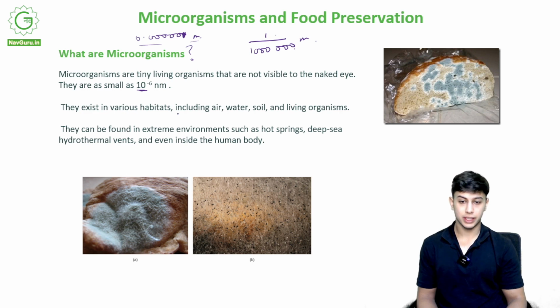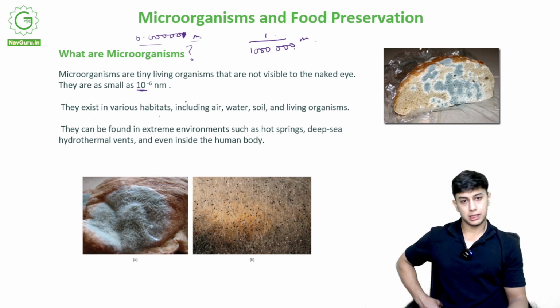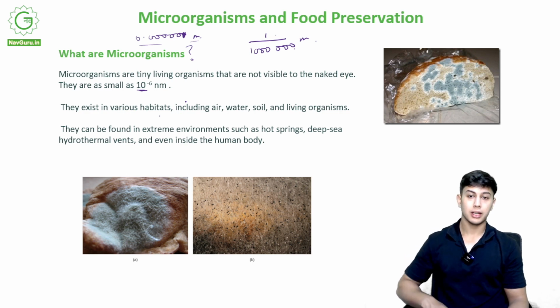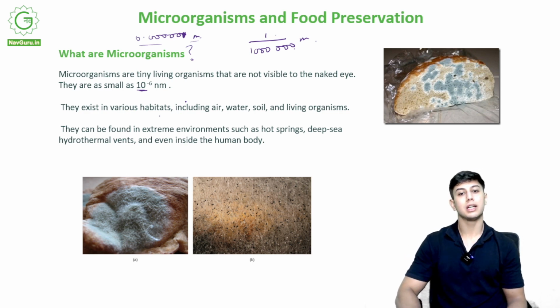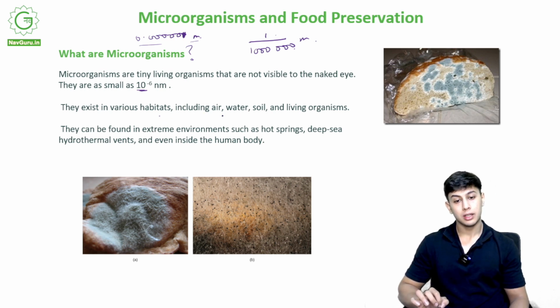They exist in various habitats. What do you mean by habitats? Every organism has its habitat, the place where it lives. So my habitat is a city. For a lion, his habitat is the jungle, his den. Places where he can get food, water, where he can live, that is habitat. So what is the habitat of a microorganism?